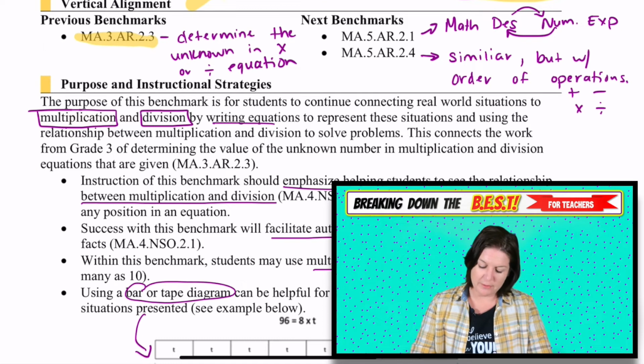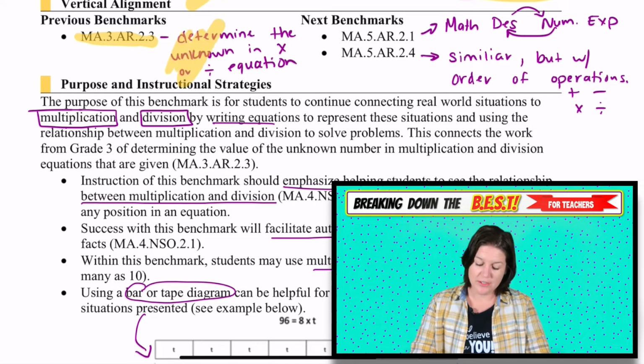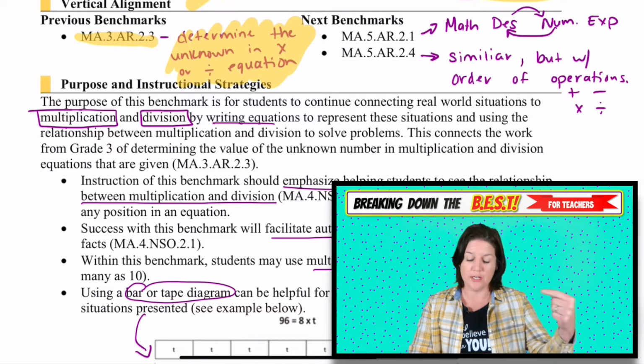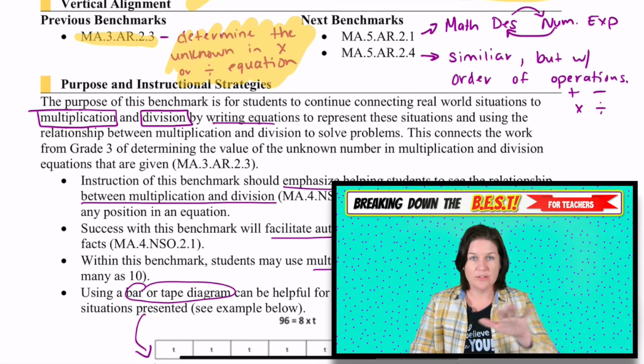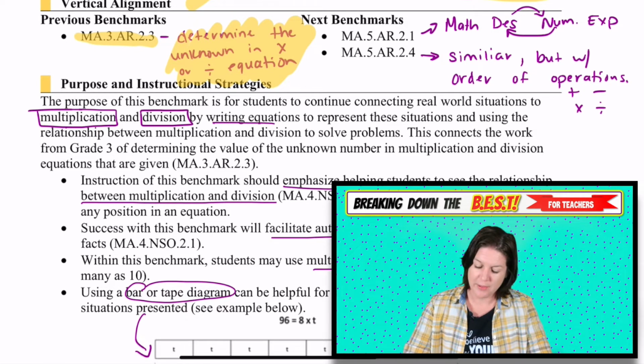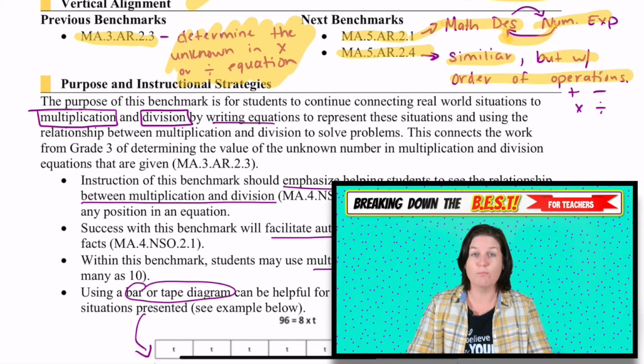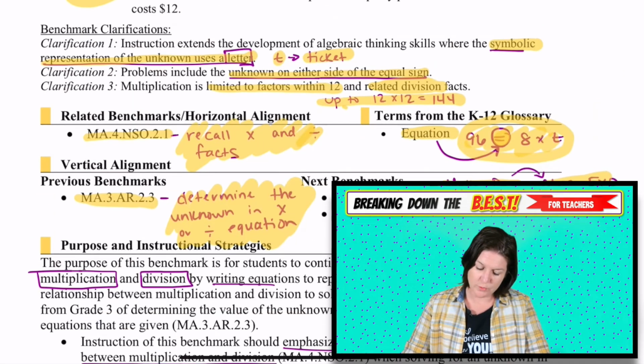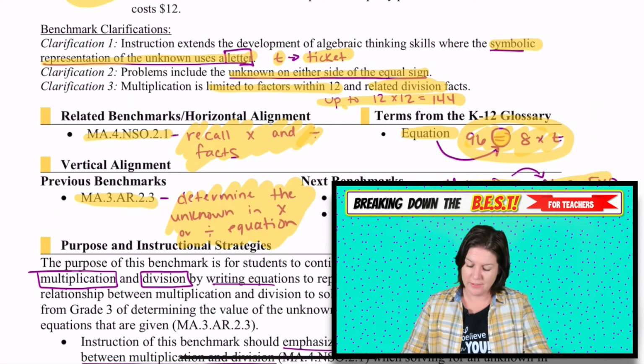In 3rd grade, where are they coming from? Well, in 3rd grade, they had to determine the unknown in a multiplication or division equation. Now, students are given a scenario and they have to create the equation. So that's how we're bumping it up. In 5th grade, students will have to practice translating math descriptions into numerical expressions and vice versa. Also, there's a similar standard, but it involves the order of operations, so multiple operations, multi-step, with all 4 operations as well. Where this one is just multiplication and division, not all 4.